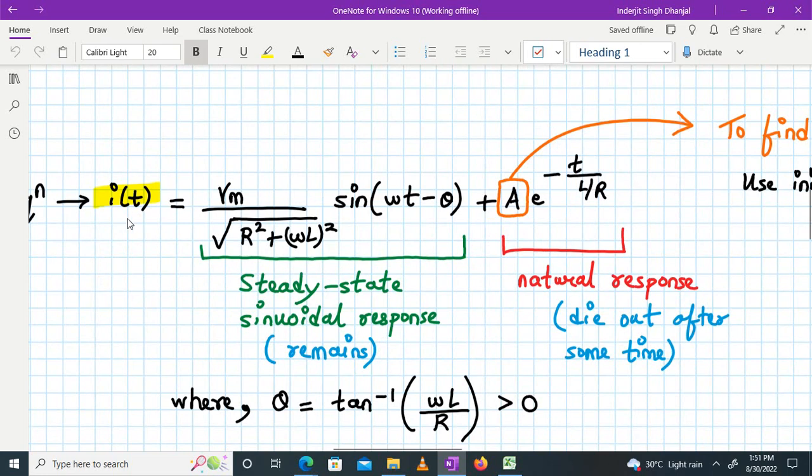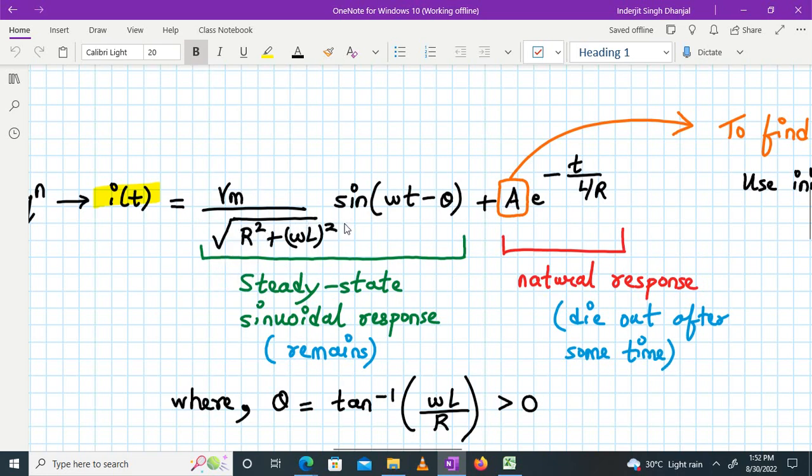So this is my I of t. I of t will contain two parts. One is the steady state sinusoidal response, which will remain, and the other is the natural response, the transient response, which will die out eventually, right? So it will contain two parts, a steady state solution and a transient solution. So this is my steady state solution, Vm upon square root of R square plus omega L square.